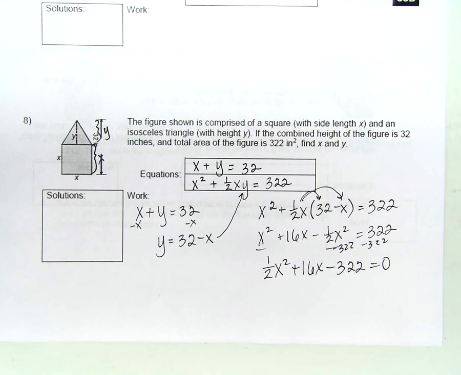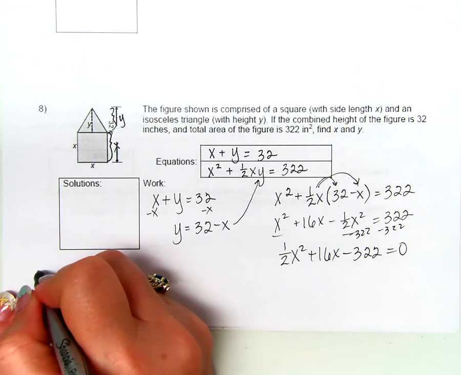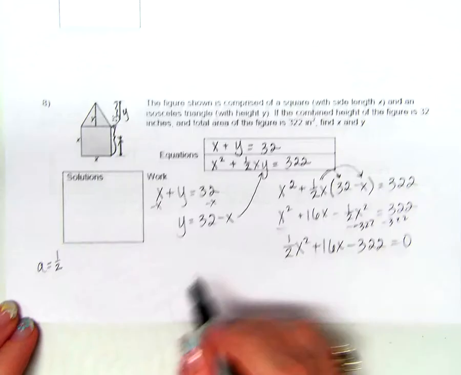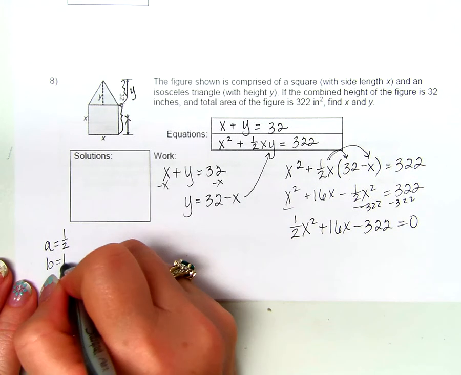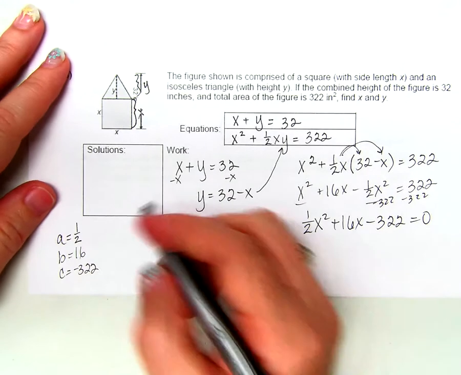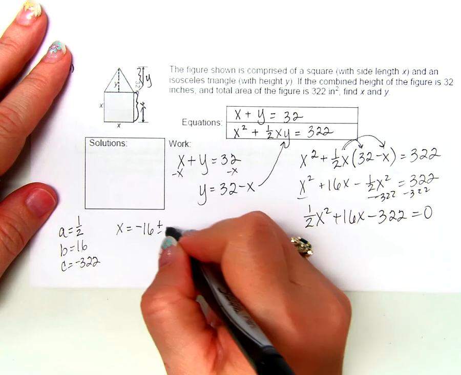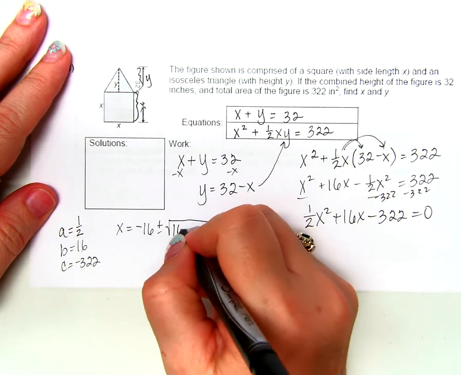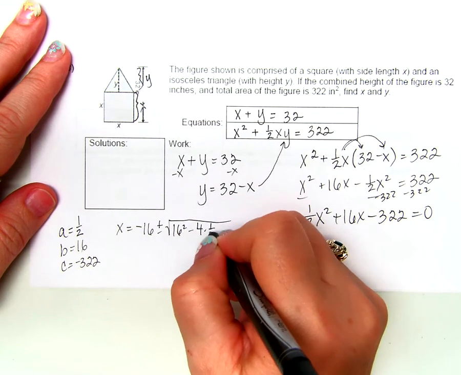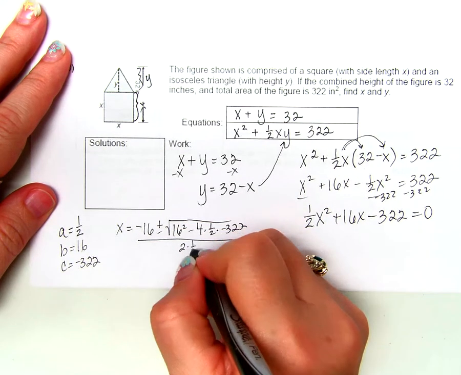Say it again. Quadratic formula. Is everybody okay with using quadratic formula? What's our other choice? To factor. Okay, but quadratic formula is okay with you guys? Alright, so A is 1/2, B is 16, and C is negative 322. x equals negative b plus or minus the square root of b squared minus 4ac all over 2a.